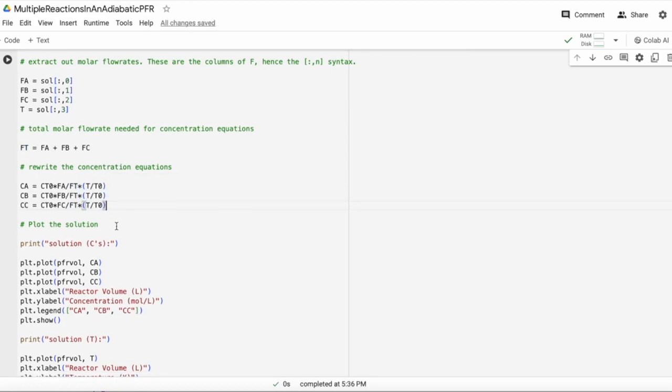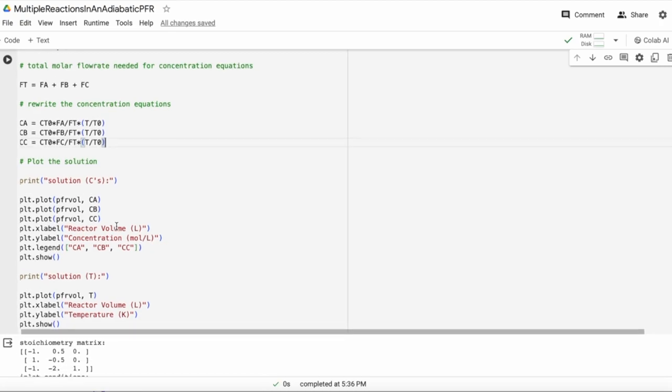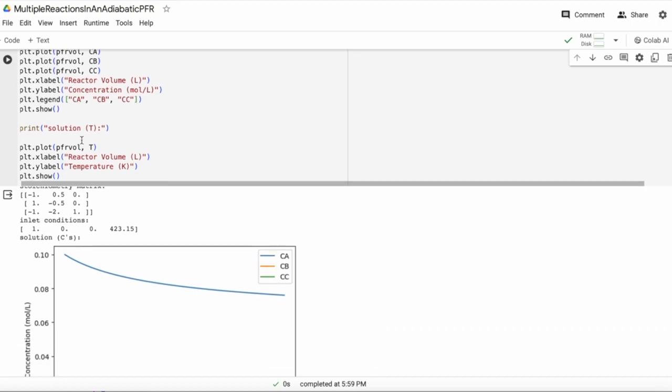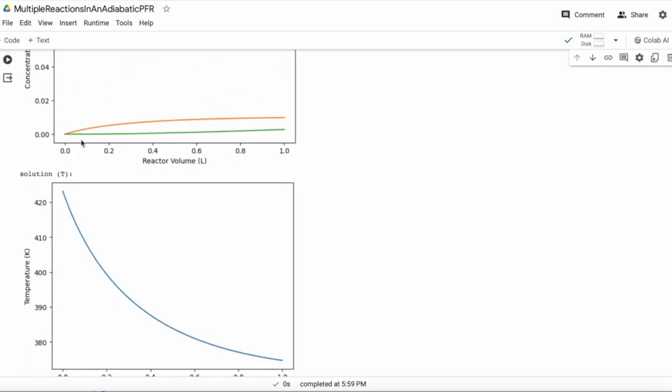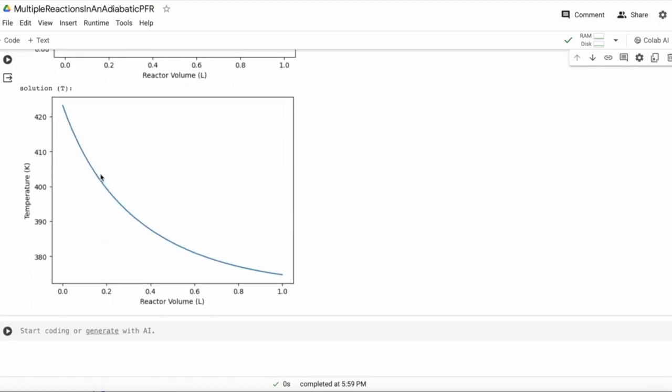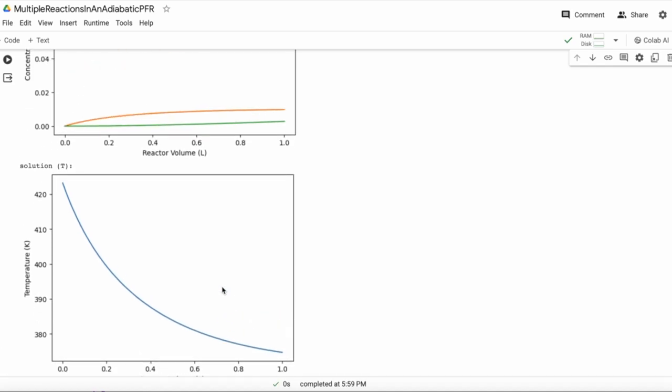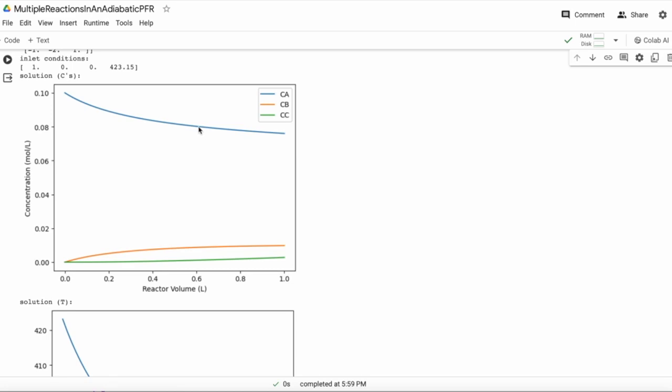And then I can plot the solution. So if I push play here, cross my fingers, I get an answer. What we see is I start out at a pretty hot temperature. I drop down. That's because there are a lot of endothermic reactions going on in there, bringing down the temperature. I get some conversion of A, but not much over the course of the reactor volume. And I'm forming B more so than C. Probably if I extended this reactor volume out, I might see some more C.